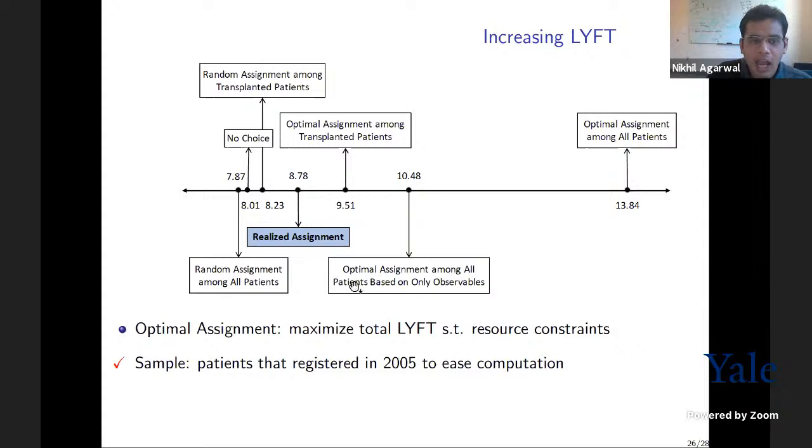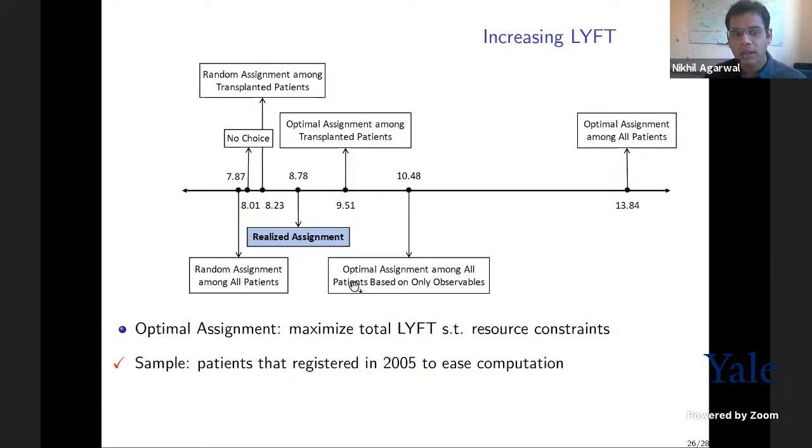Now you might ask, how much of this is coming from choice versus the mechanism? If you remove choice and you just give kidneys to the highest priority patient on the kidney list, then you would get about 8.01 years. So it's a little bit higher than random assignment, but not much higher. So most of the difference between random assignment and realized assignment is coming from choices. Patients are selecting into transplantation based on their decisions, and those decisions are correlated with good outcomes.